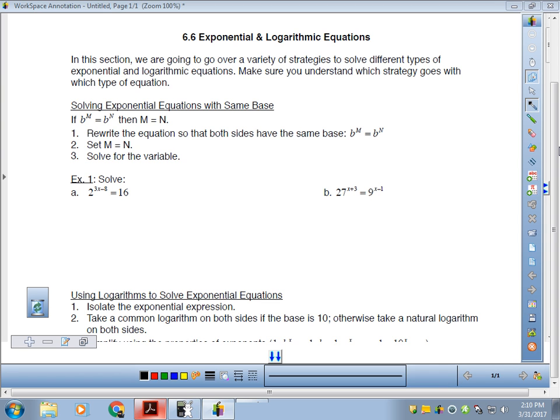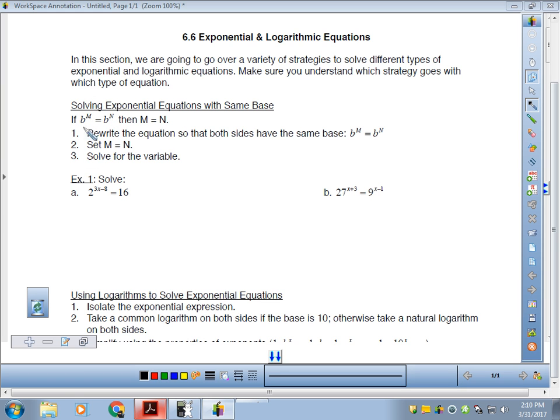The first type is actually something we saw back in 6.3 when we first started talking about exponential functions. If you have an exponential equation where you can rewrite them with the same base, where they can both have base b, then you are allowed to take the exponents and set them equal to each other.